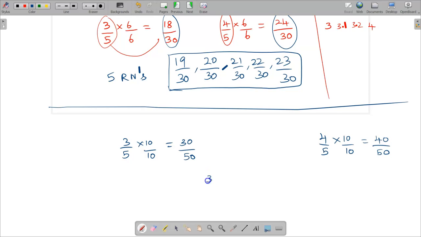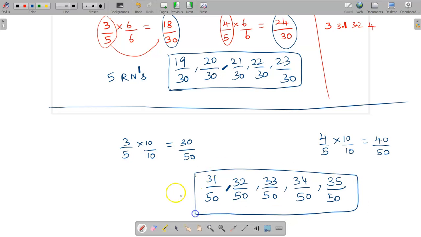After 30, what are the other numbers? 31/50, then 32/50, then 33/50, then 34/50, then 35/50. Even though we have 36/50, 37/50, 38/50, 39/50, we don't want those numbers, because they are asking to find only 5 rational numbers. So these are the 5 rational numbers lying between 3/5 and 4/5. So for one question you can have multiple answers.